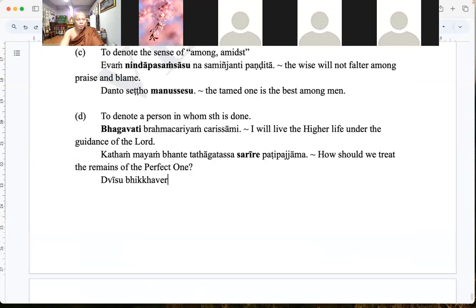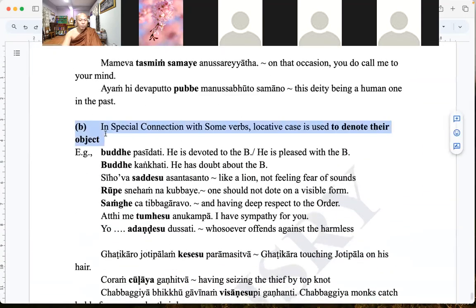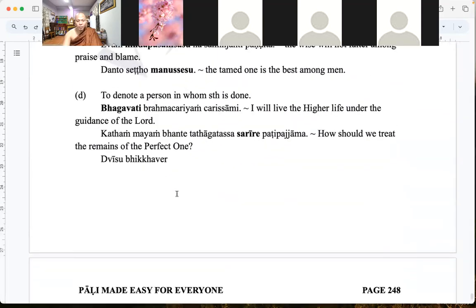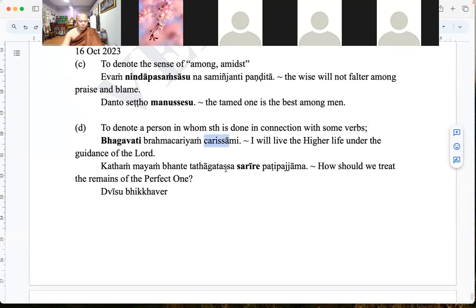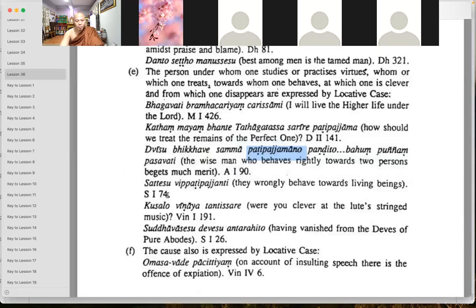That is at the very beginning. We translate in connection with samma, maybe that is also a branch of number two. But some are not like the object. Such a usage is only in connection with samma. Now the first one is carissami, carati, and then here patipajjati: dvisu bhagave samma patipajjamano pandito.